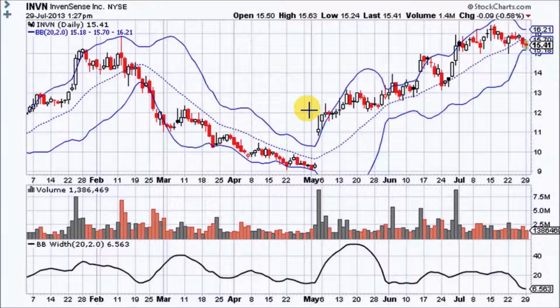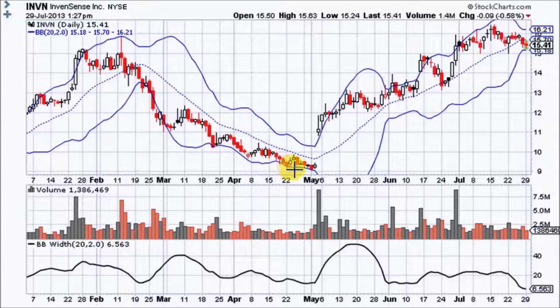Now let's take a look at the Bollinger Band width indicator on this chart of INVN. As you can see, there's lots of squeezes here, lots of low readings. On this first one, the lowest reading on the chart so far, the bands were pinching together pretty good and it immediately broke below the lower Bollinger Band, which was bearish. Here's another squeeze right here. It breaks down again. Here's another squeeze right here.